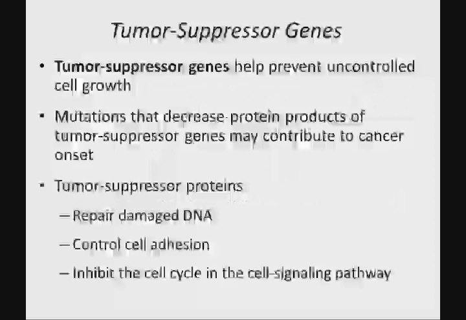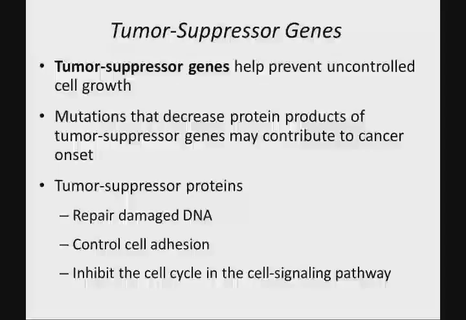Now, the other thing is that not all of the genes that can break are involved in promoting cell growth. So some of them may be involved in telling the cell not to divide, right? So tumor-suppressor genes are genes that say, hey, we're not supposed to be dividing now for whatever reason. We'll talk about that. Many of them repair damaged DNA, they control cell adhesion, and they're going to inhibit the cell cycle in the signaling pathway. They're going to say, hey, I'm not getting all the stuff that we're supposed to get. My input is negative. Don't go forward.